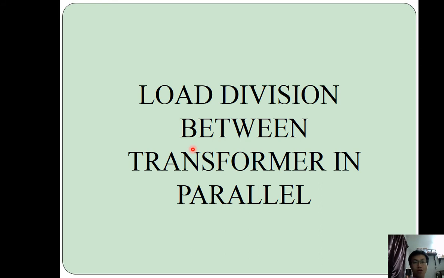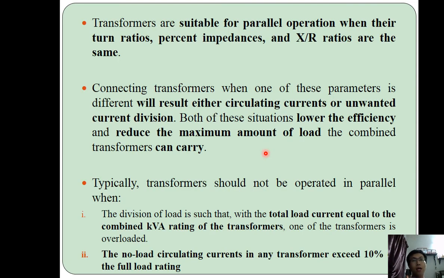Next, we'll talk about the load division between the transformers in parallel. Transformers are suitable for parallel operation when their turn ratio, percentage impedances, and the X over R ratio are the same. Connecting the transformers when one of these parameters is different will result in either circulating current or unwanted current division. Both of these situations lower the efficiency and reduce the maximum amount of load the combined transformers can carry.